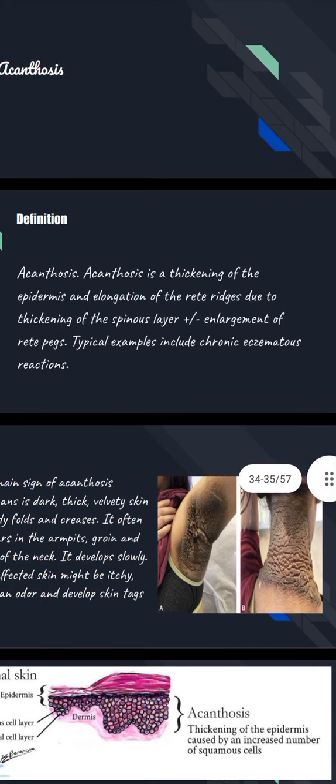Acanthosis is a thickening of the epidermis and elongation of the rete ridges due to thickening of the spinous layer, enlargement of the rete pegs. Typical examples include chronic eczematous reactions.